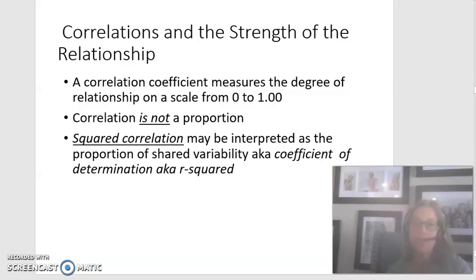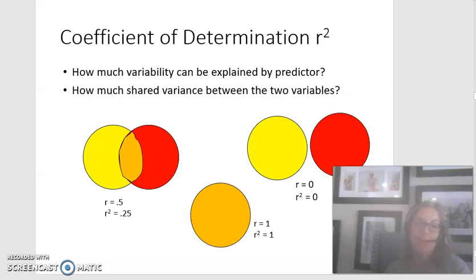So my R squared is 0.36. And how would I interpret that? R squared is like eta squared. In terms of a correlation, we would interpret it as the proportion of shared variance. So if I had an R of 0.5, my proportion of shared variance, or my coefficient of determination, is 0.25, 0.5 times 0.5.